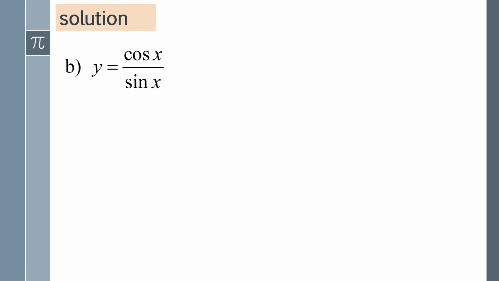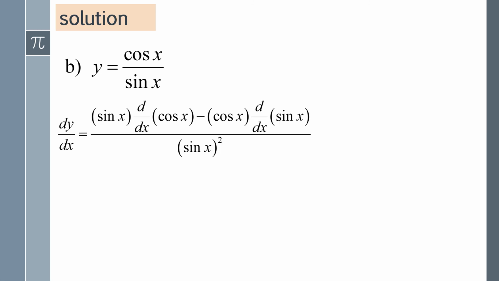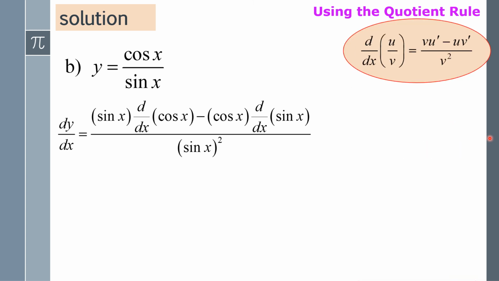The last example, y equal to cos x over sin x. For this question, we will use the quotient rule formula. So dy/dx is equal to sin x differentiate cos x minus cos x differentiate sin x, over sin x squared. Or we will use this alternative, d/dx of u over v, with v squared at the bottom, and then vu prime always minus uv prime.